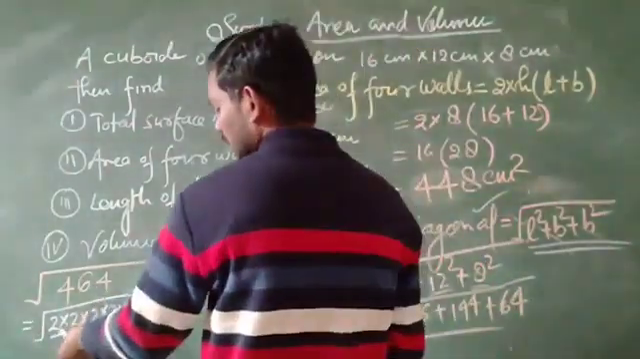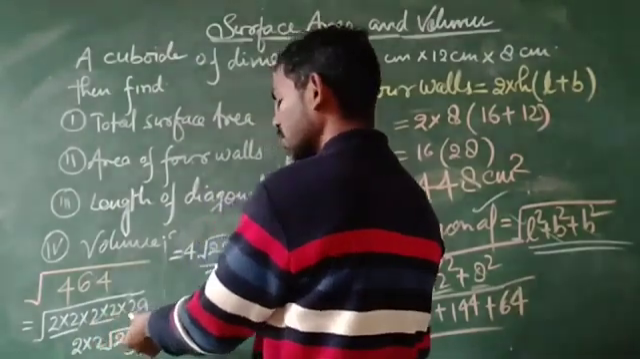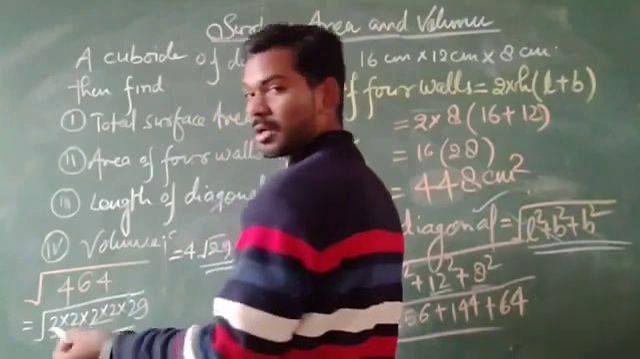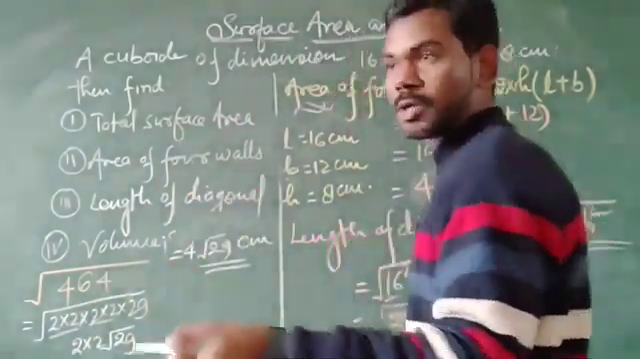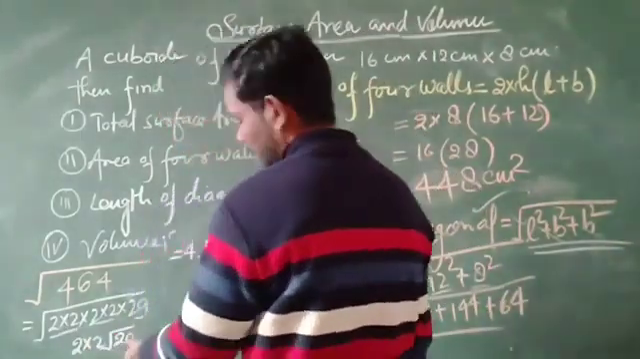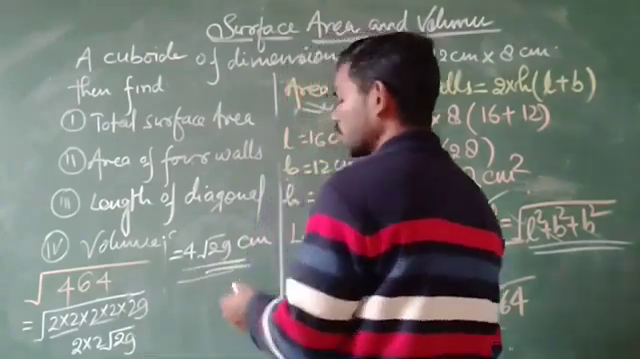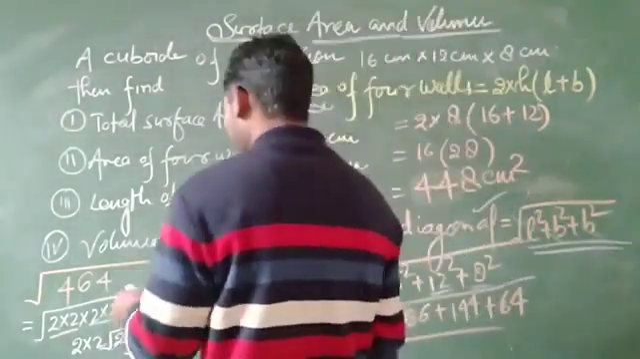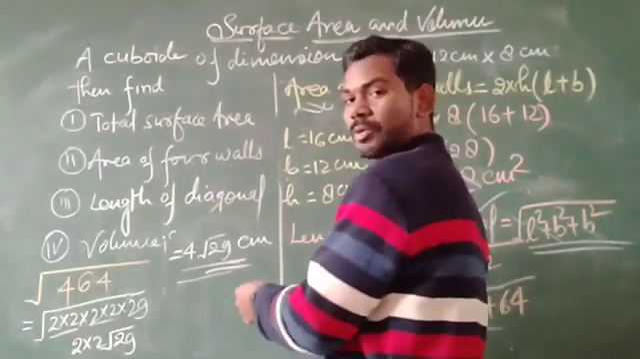This sum may be written in the form of prime factors: 2 into 2 into 2 into 2 into 29. Since these are forming pairs, one number is written outside the root for each pair. So it will be 2 into 2 root 29, 2 times 2 is 4, and root 29. So 4 root 29 is the square root of 464, which is the length of the diagonal. I hope the length of the diagonal is clear to everyone.